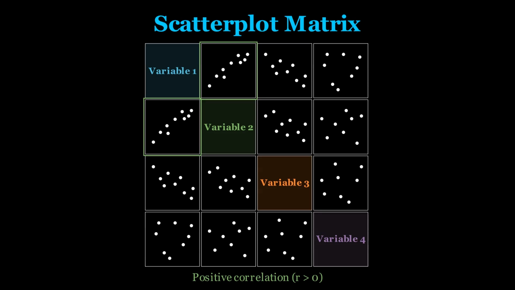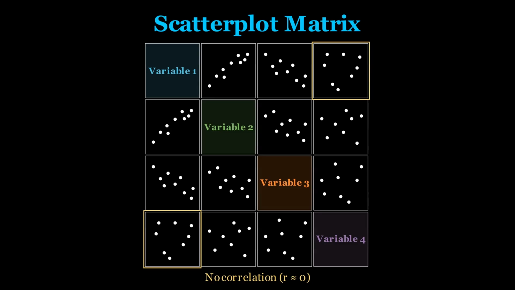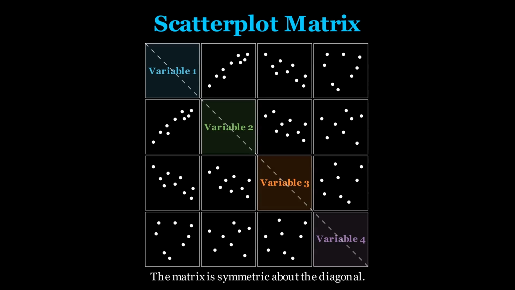As one increases, so does the other. Variables 1 and 3 show a negative linear relationship. They move in opposite directions. Variables 1 and 4 show no apparent relationship. The points are scattered randomly. Notice the matrix is symmetric along the diagonal. A version showing the lower left half of the matrix is called a half scatterplot matrix.